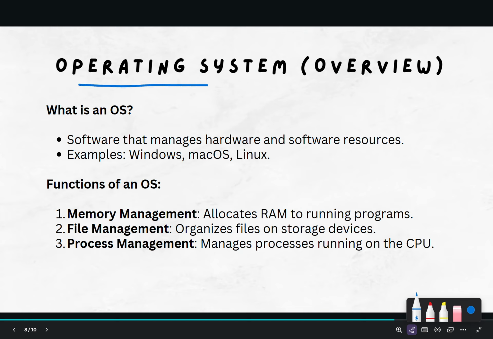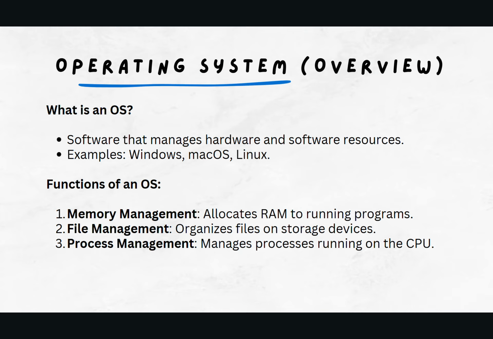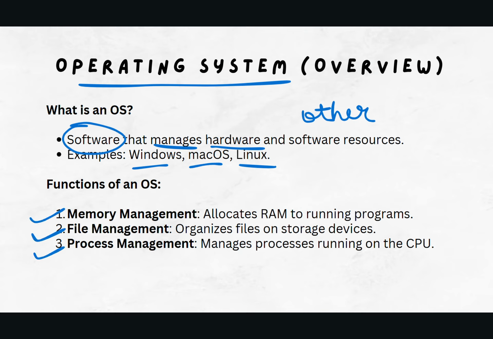Now what is an operating system? Another super important part of a computer. It is a software which manages hardware and other softwares. Okay, so examples are Windows, Mac OS, Linux. So what are the functions of an OS? So OS basically is used for memory management, file management and process management.